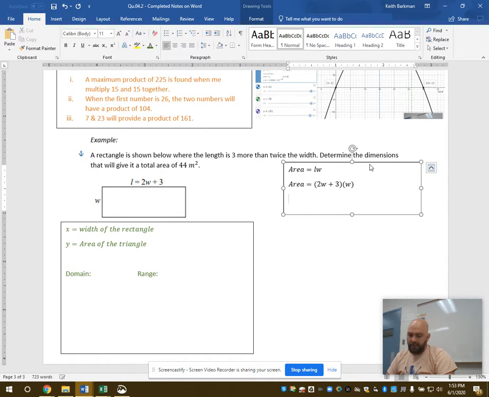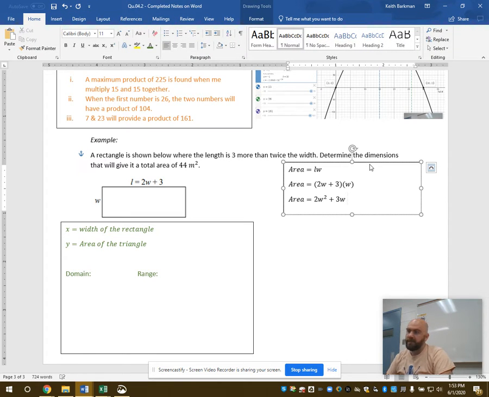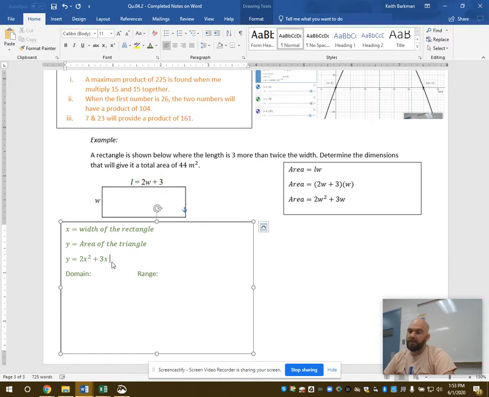Now if we multiply this together, we're going to get area is equal to 2w squared plus 3w. If we multiply these two pieces together, this is going to be our area, and this is a quadratic. Again, area is y and width is going to be x. So our equation is y equals 2x squared plus 3x. That's the equation that we're going to use.